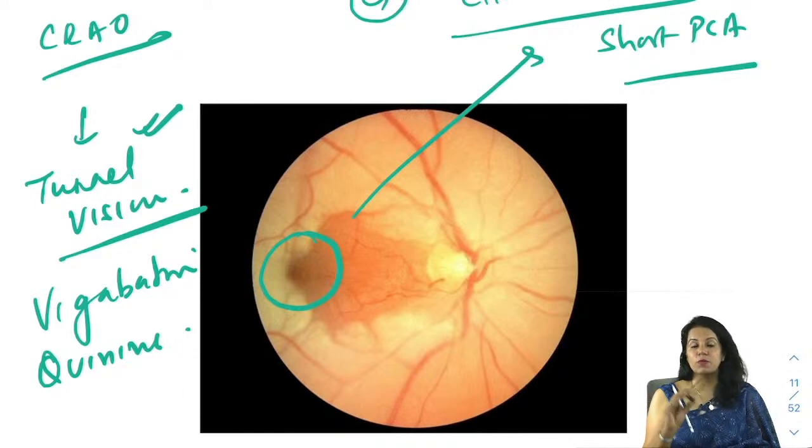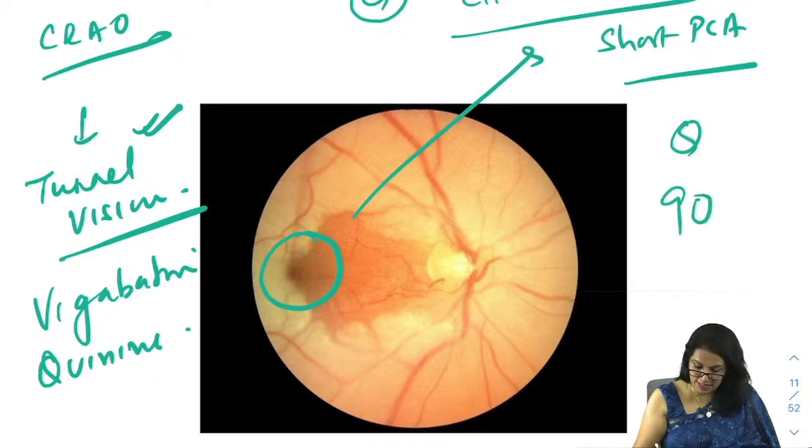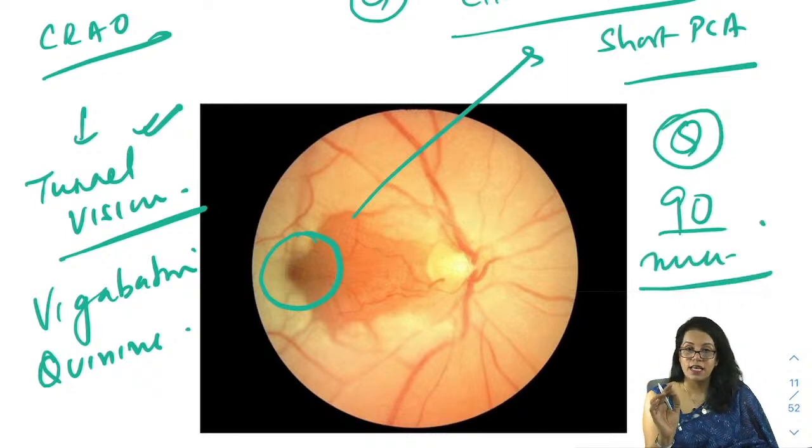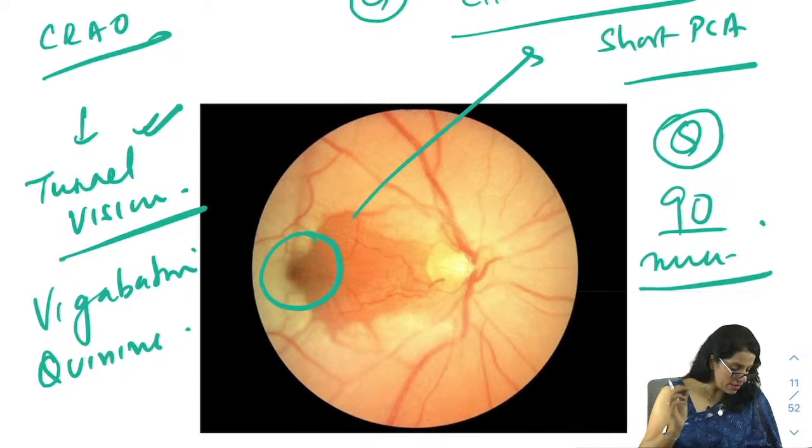What else will they ask you? They will ask, okay, CRAO is an ocular emergency. How quickly should you be able to open, if possible, and resume the patency of the central retinal artery? What is the time that you have? Only 90 minutes. This is another important question. If you can revive this patient within 90 minutes, he may regain his vision, otherwise it is permanently gone. There will be irreversible damage to the macula.